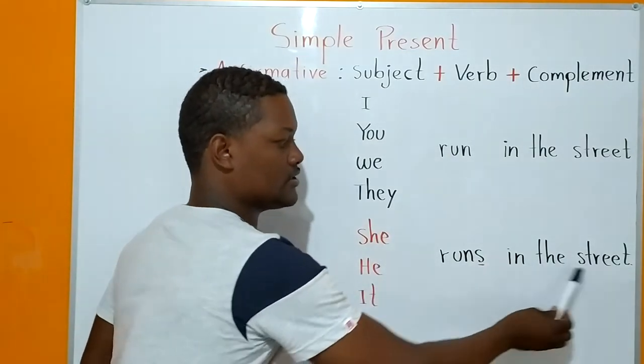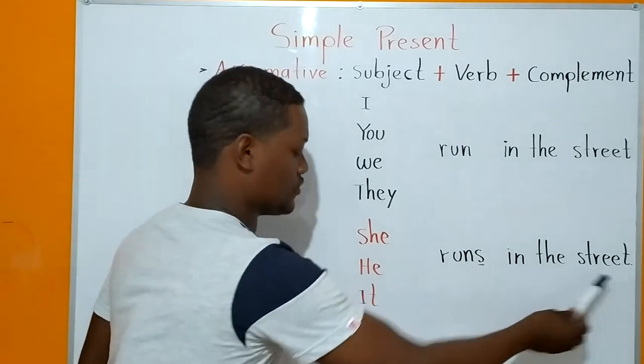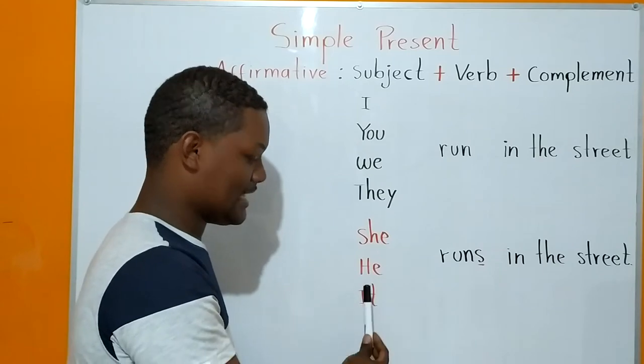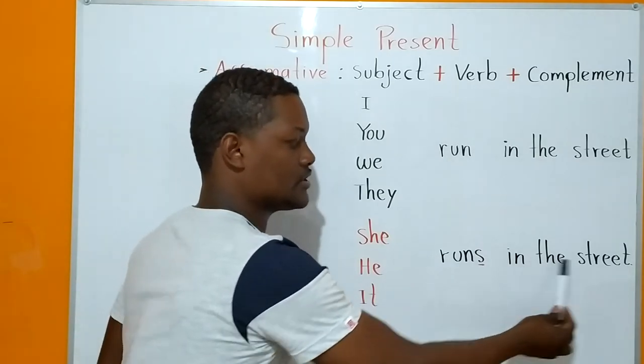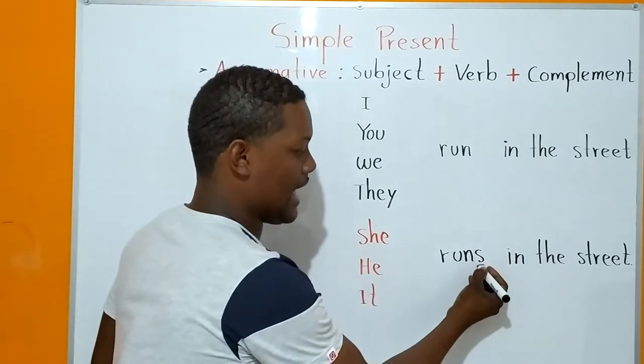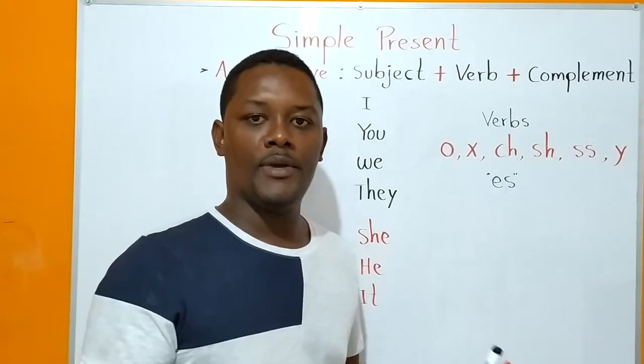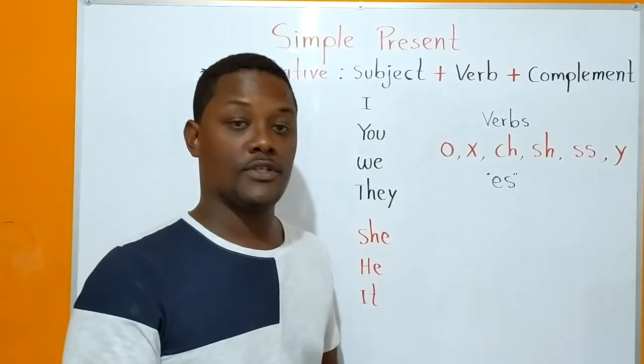He runs in the street. It runs in the street. Remember that this is animal or thing. For example, we can say the dog runs in the street. Look, the S. Alright? Now be careful. This is very important for you to know.